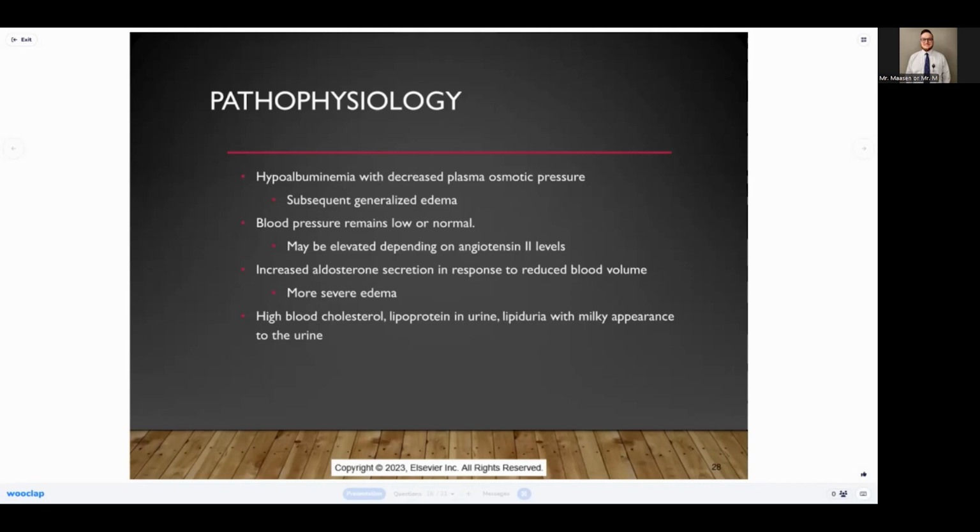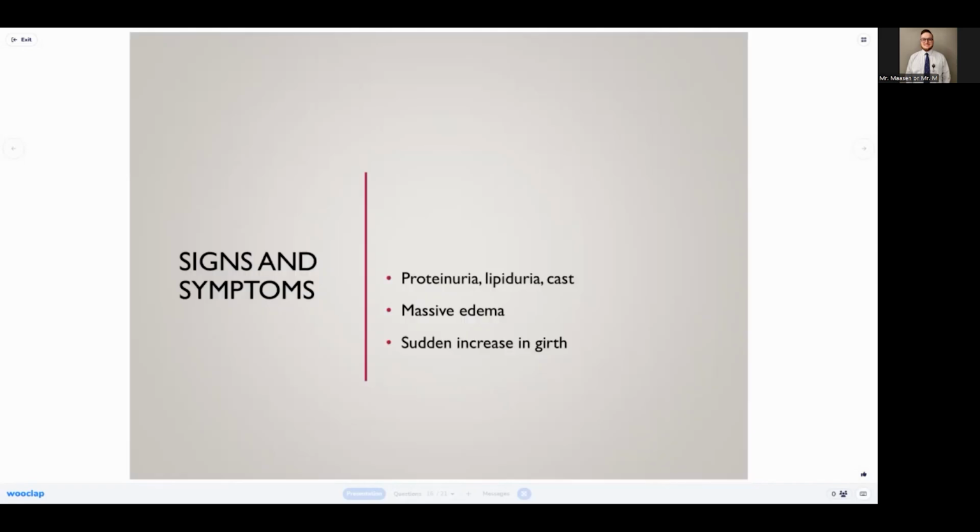Blood pressure might be up, might be normal. But it's going to be a really milky, fatty, lipid-appearing urine, that sort of thing. So that would be the difference if you're trying to think about it again: marked proteinuria, lipiduria, massive edema, with generalized edema across the body.